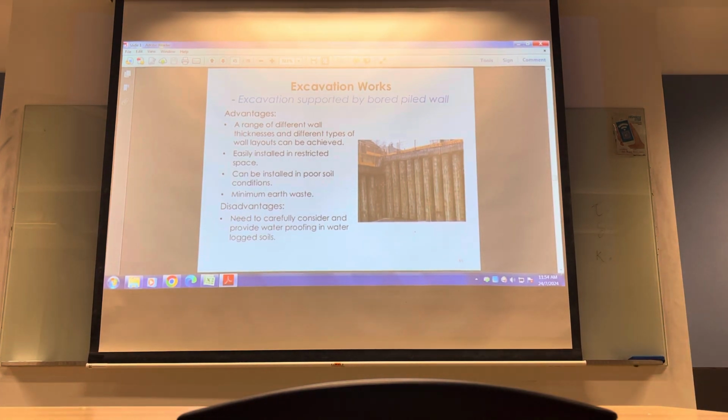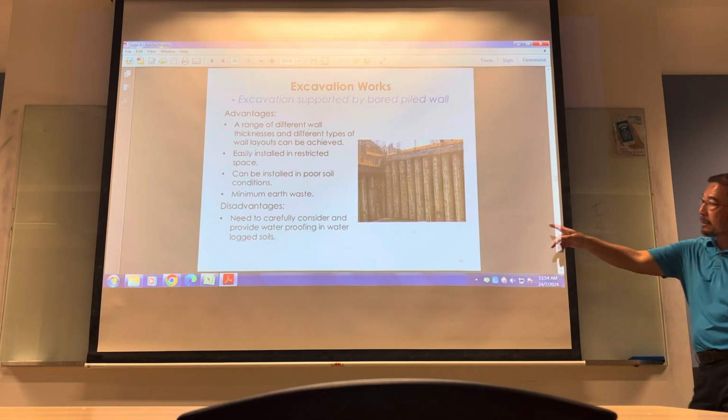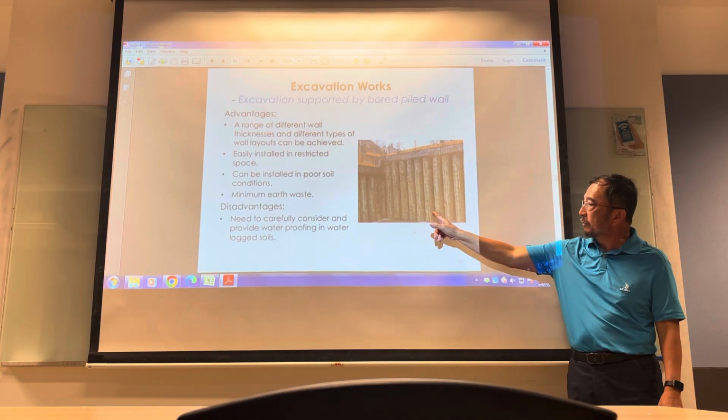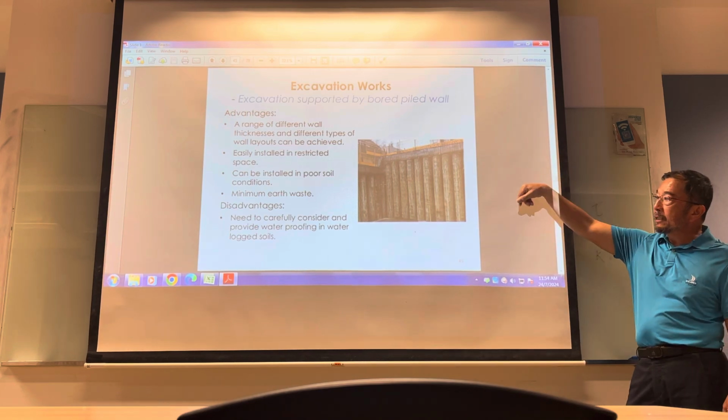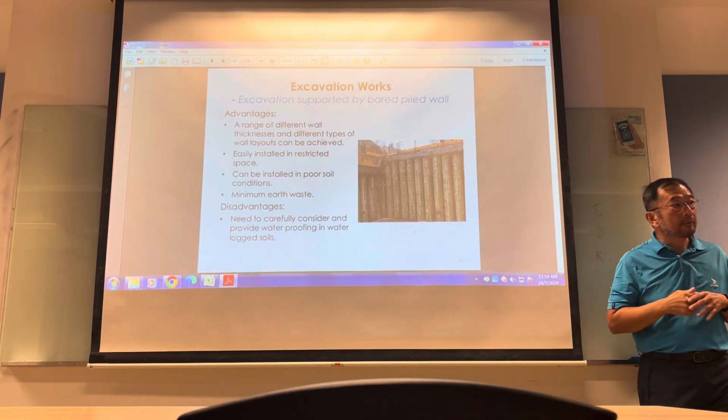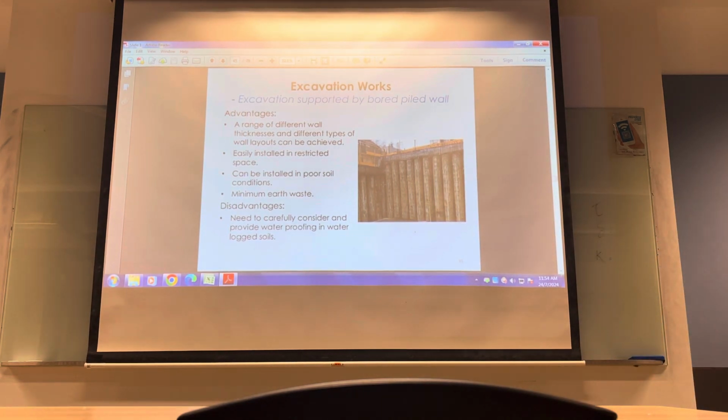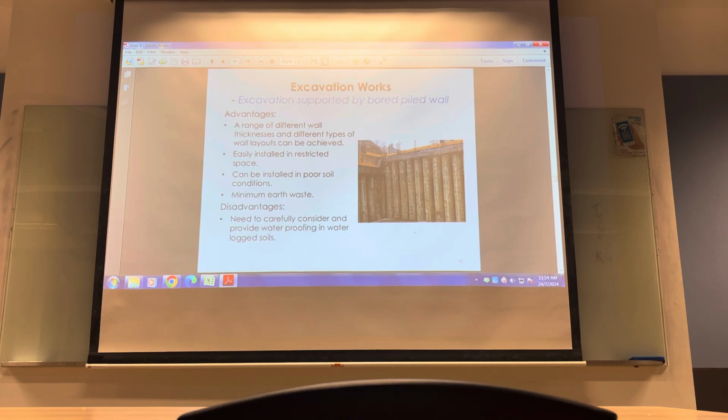Contiguous bore pile has a gap of 100 mm. You can see there's a gap in between the bore piles. And this gap may need to be sealed, depending on the soil. If there is water seepage, you may need to seal those gaps. And always using this system, whether it's contiguous bore pile or secant bore pile, you need to construct a capping beam to tie all the piles together.